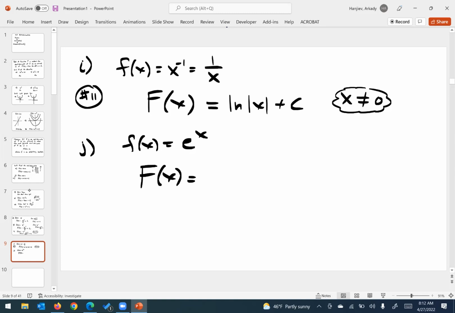Absolutely, yeah. The derivative of e to the x is still e to the x. So therefore, the antiderivative of e to the x is going to be e to the x plus C. Okay, world is saved.